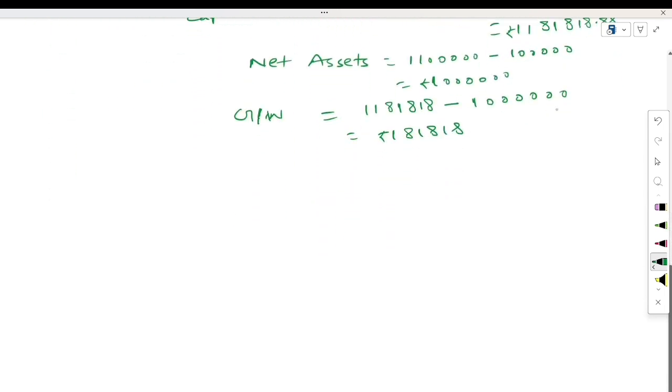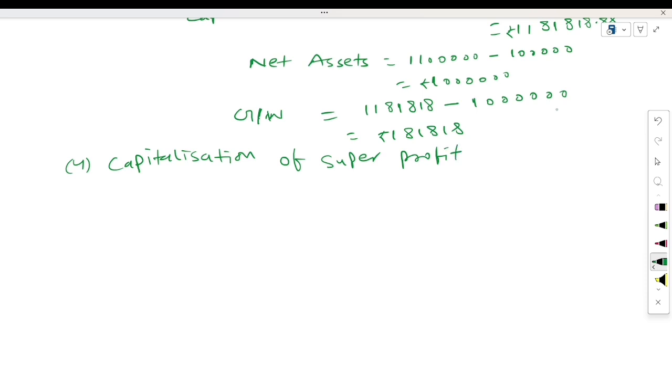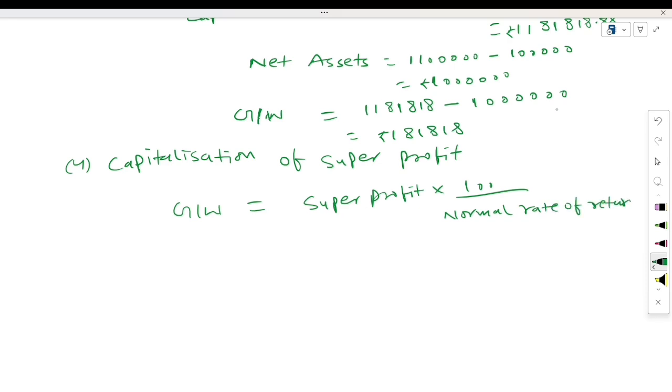Now come to the last method, which was capitalization of super profit. What formula we will use for calculating the goodwill? Goodwill is equal to super profit into 100 upon normal rate of return.